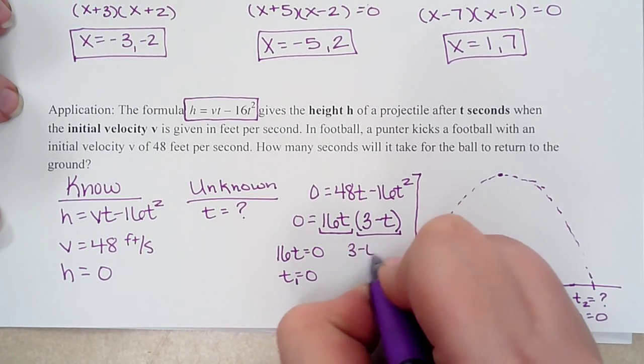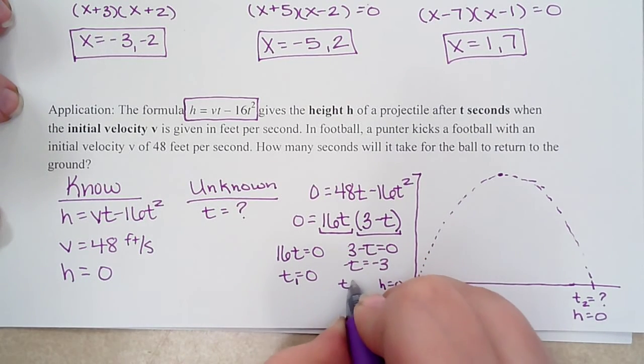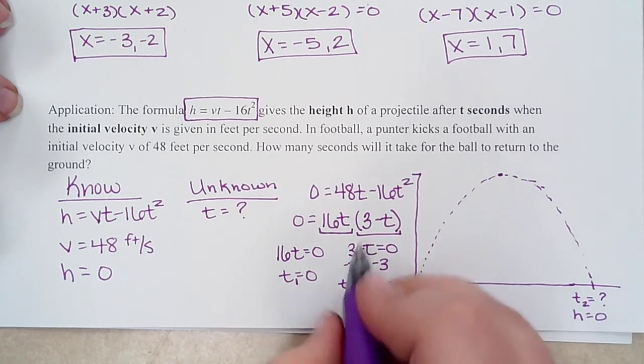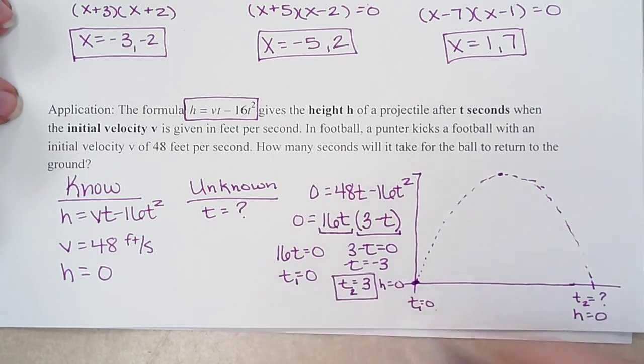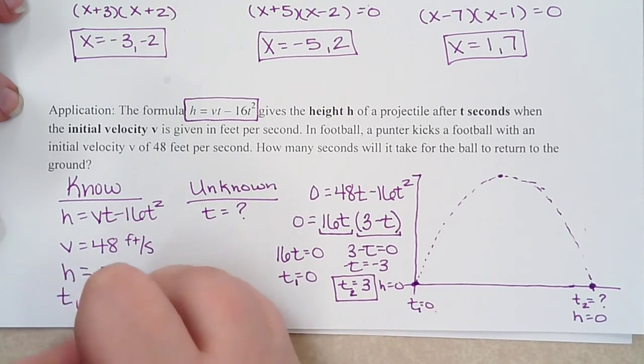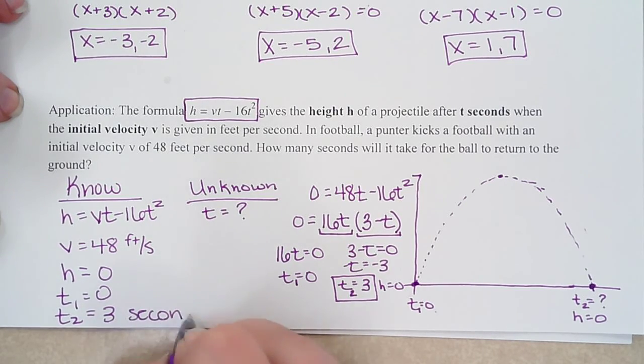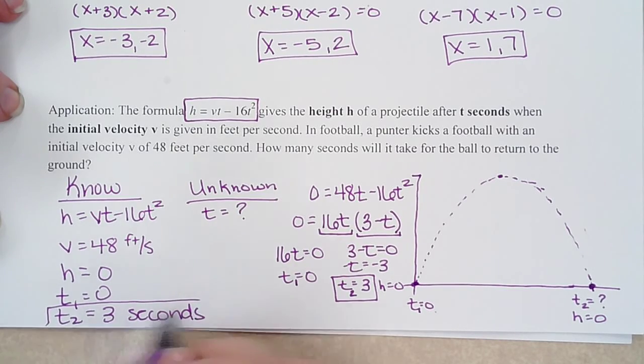By solving the other side of the equation, I find out that my second time is at 3 seconds. So at time 2, we hit 3 seconds. The second time that it reaches a height of 0 is when it hits the ground, and that is after 3 seconds have passed. So when it asks us how many seconds will it take for the ball to return to the ground, we now know that it takes 0 seconds to start, and it takes 3 seconds to return to the ground. And all we had to do was know how to factor.